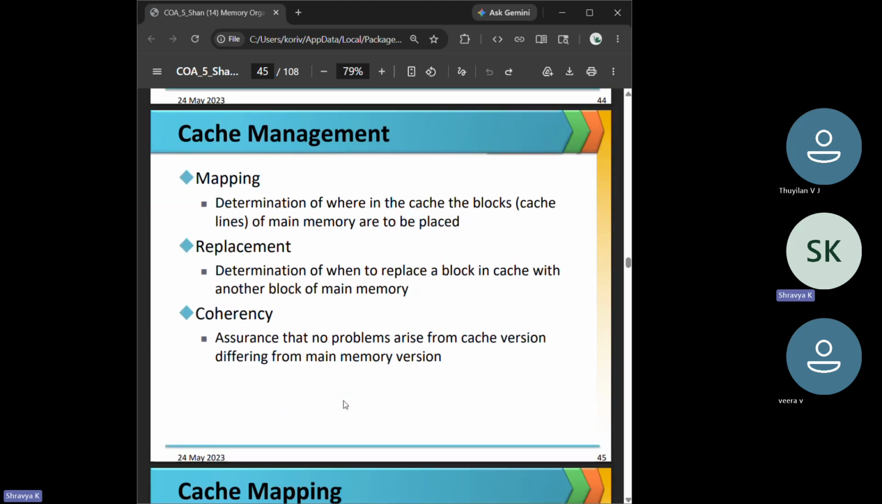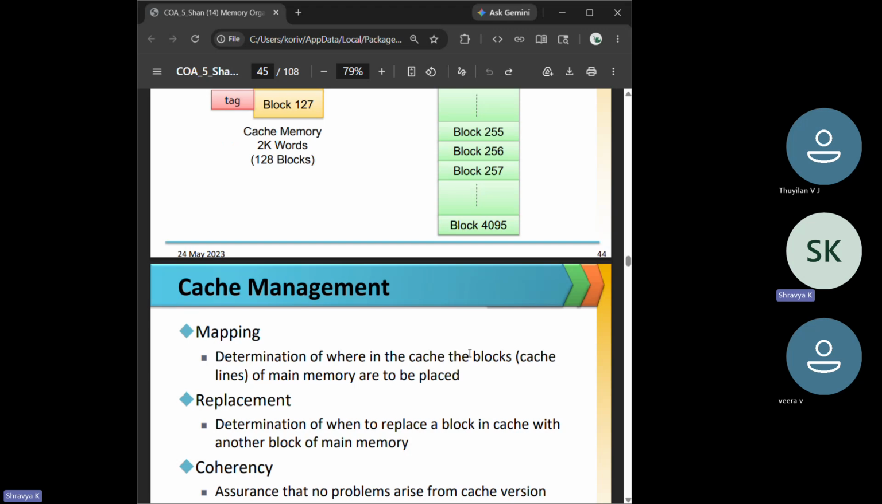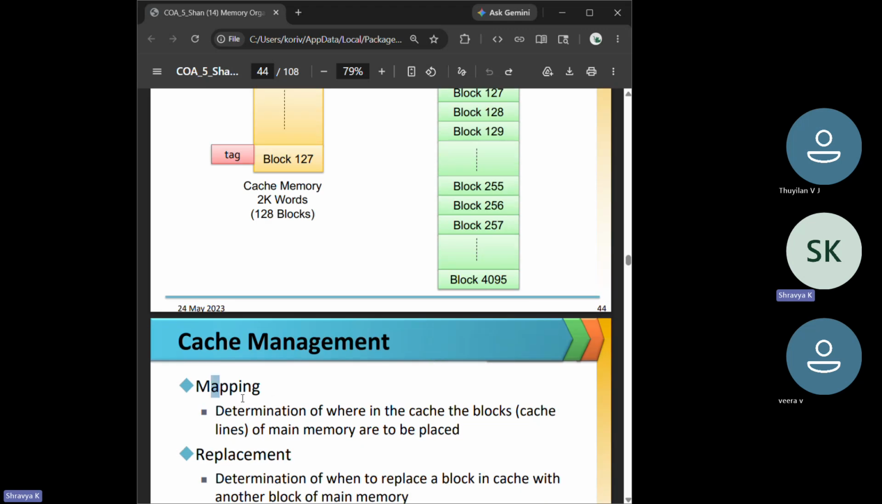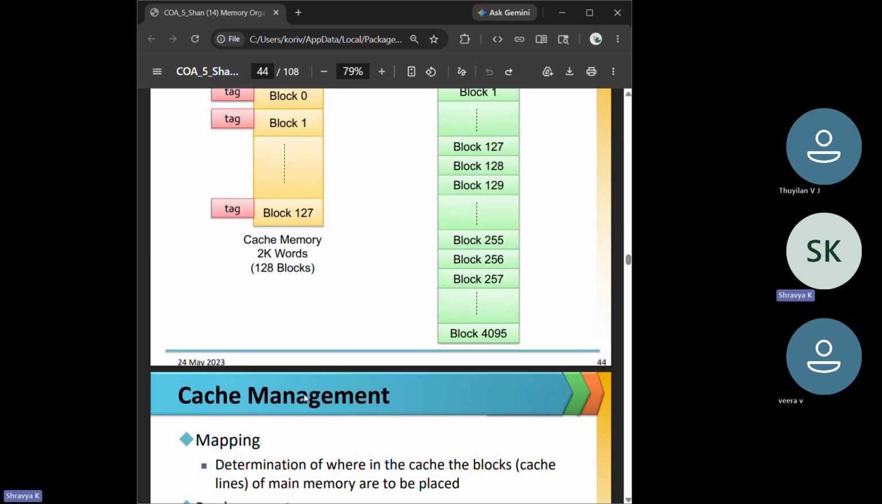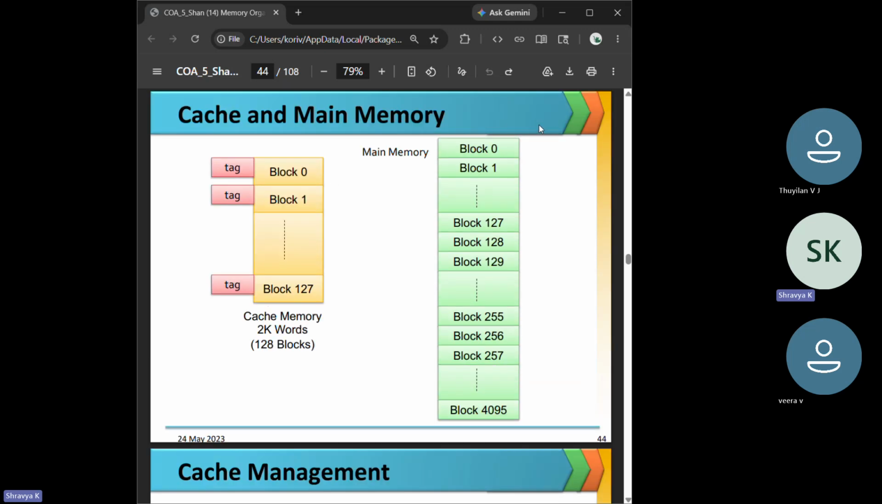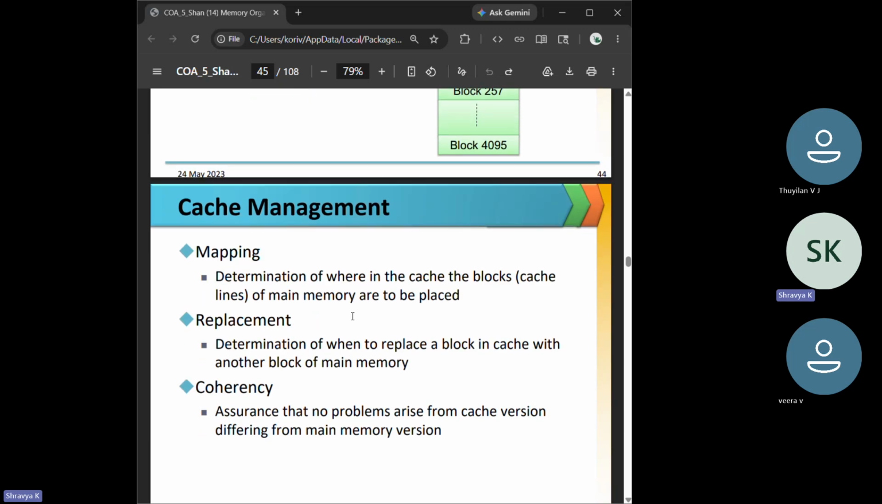And that is why we'll be looking at something called mapping, right? Mapping is basically the determination of where in the cache the blocks of the main memory are to be placed. Blocks are also called cache lines, so that's another term for blocks. Mapping is basically determining where the block from the main memory is going to be placed in the cache, right? That is what mapping does.